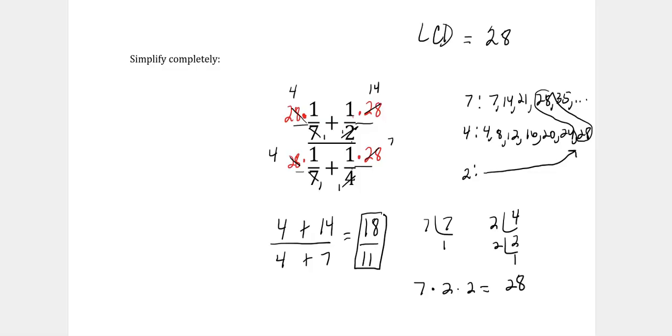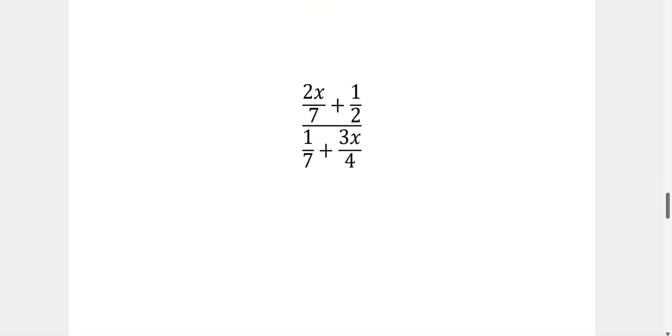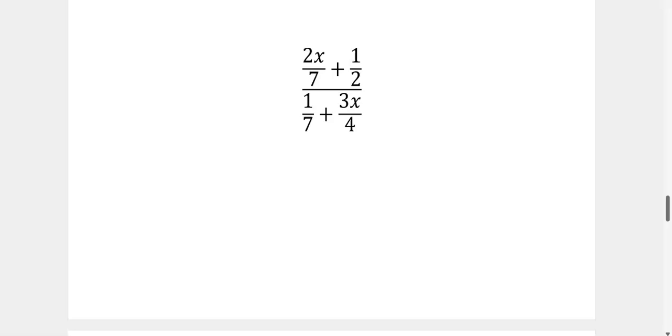Now, let's examine a different one. Let's say that we have a complex fraction where we have variable terms, right? So you see the difference here. We have 2x over 7 plus 1/2 divided by 1 over 7 plus 3x over 4. We're going to use that same process.